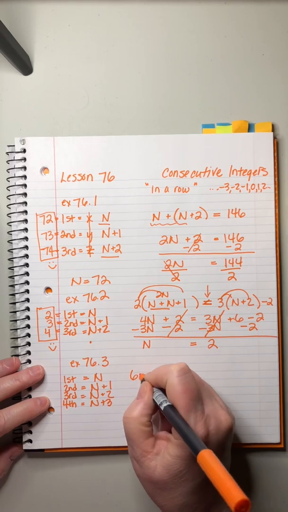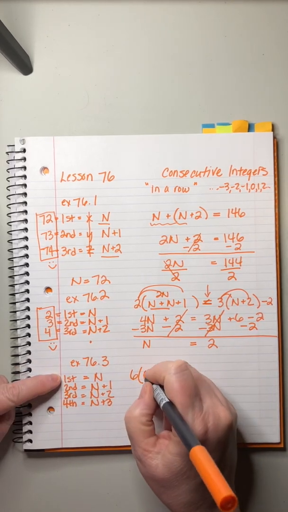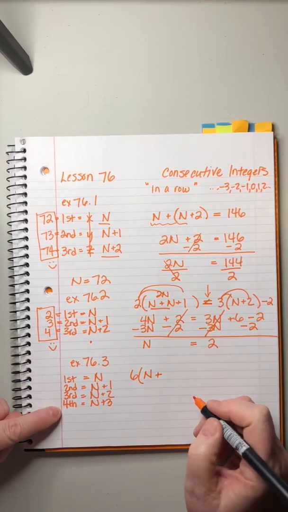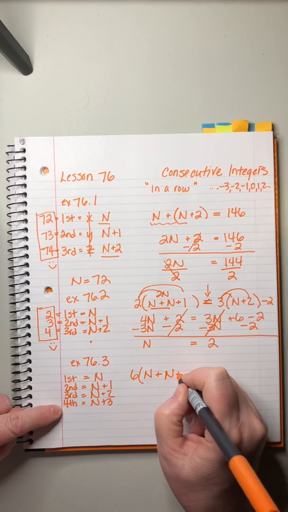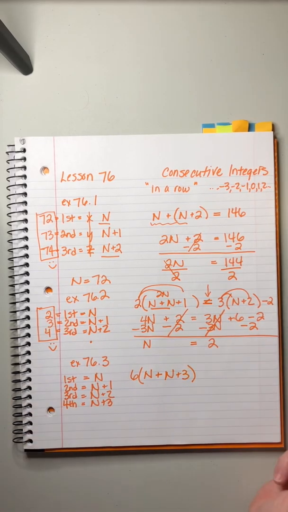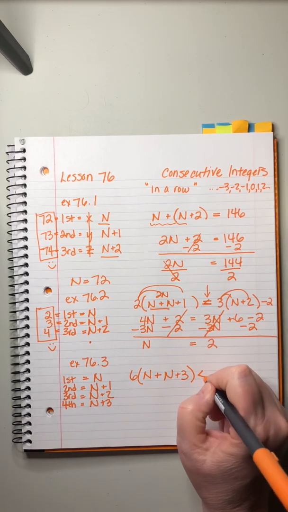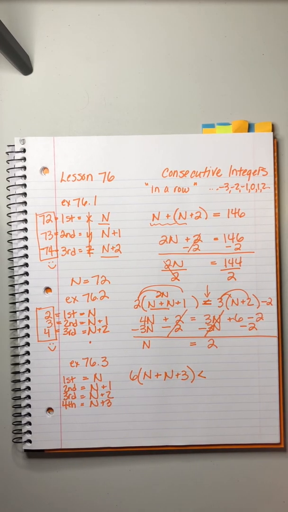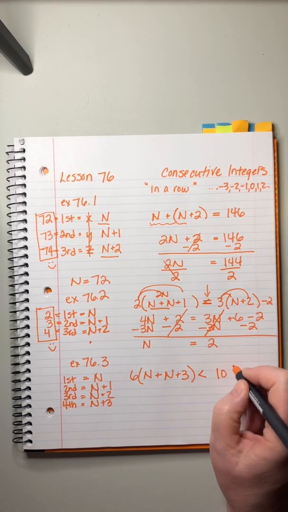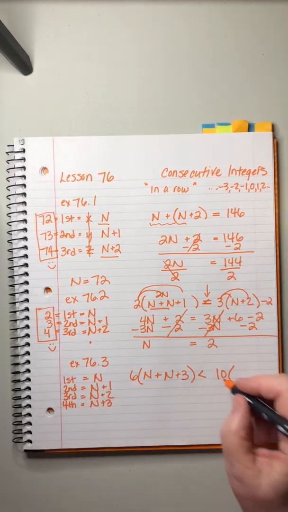Okay, 6 times the sum of the first and the fourth is less than, I'm not going to tell you the number of how many less than, is less than 10 times the third.